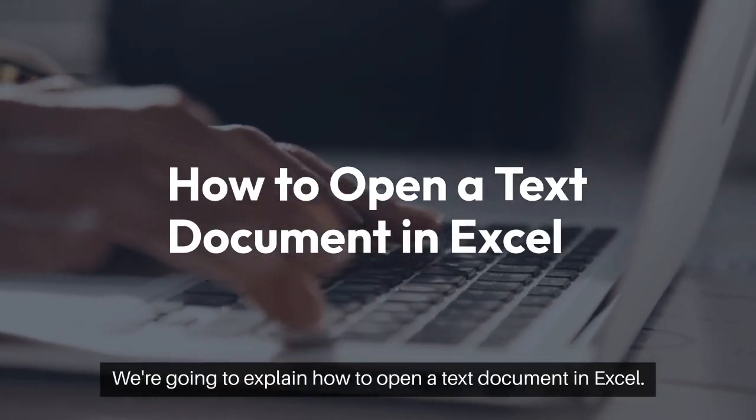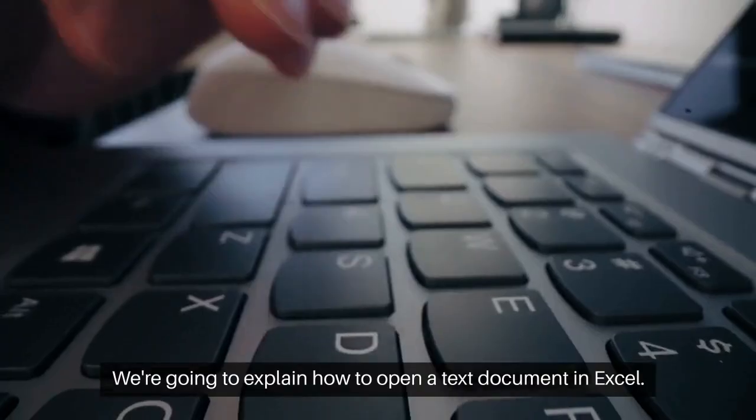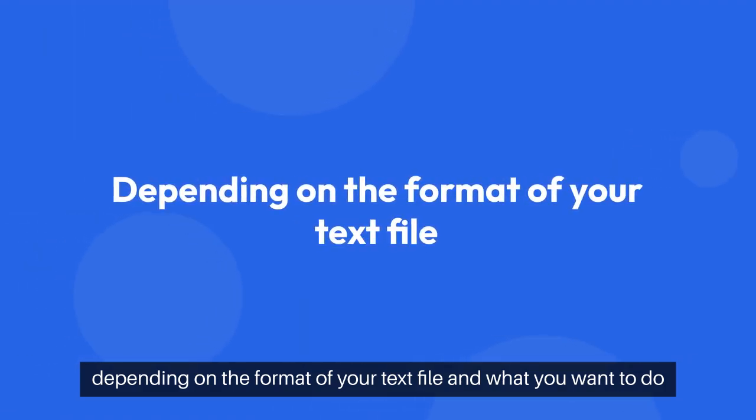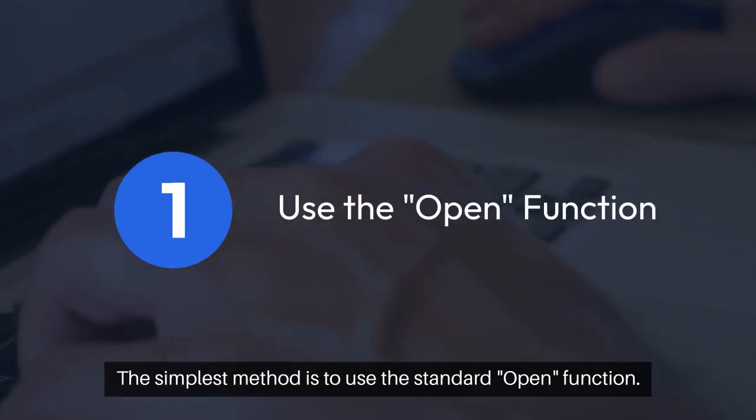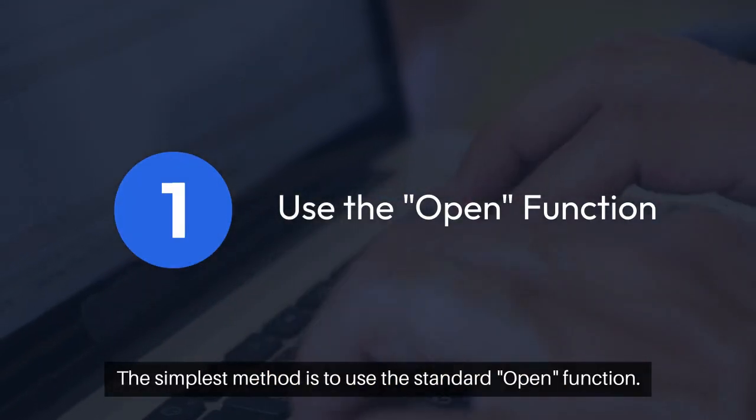We're going to explain how to open a text document in Excel. There are several ways to accomplish this, depending on the format of your text file and what you want to do with the data once it's in Excel. 1. The simplest method is to use the standard Open function.